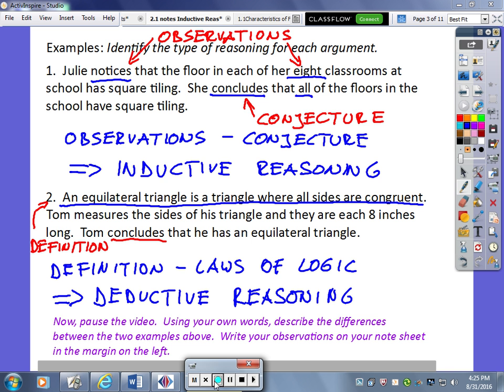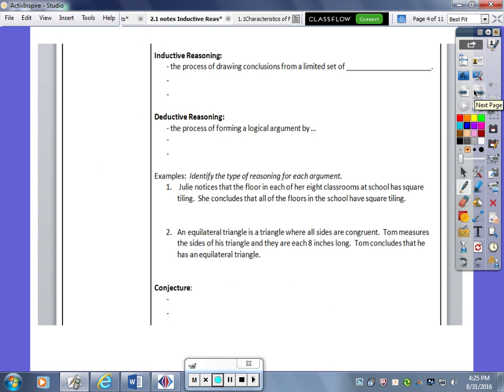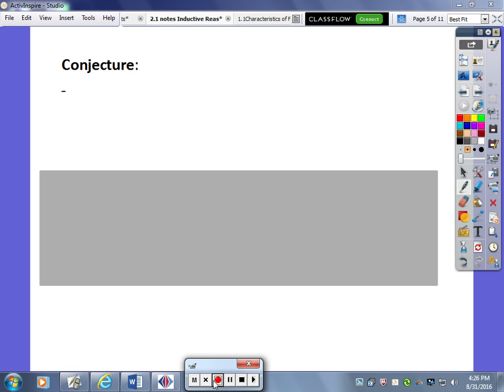Now pause the video and using your own words, describe the differences between the two examples above. Write your observations on your note sheet in the margin on the left. This is what your note sheet should look like. And to the left of inductive and deductive reasoning, this is where you should write your observations about the two examples and the two different types of reasoning.